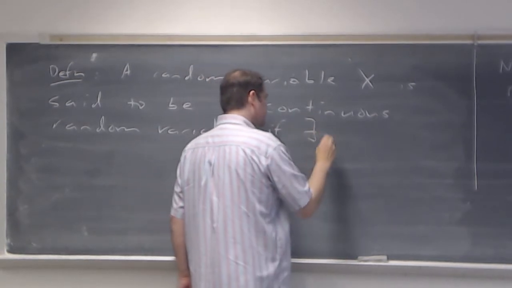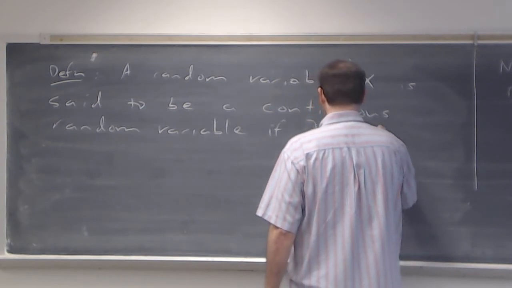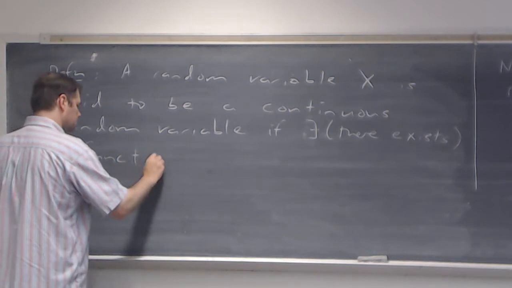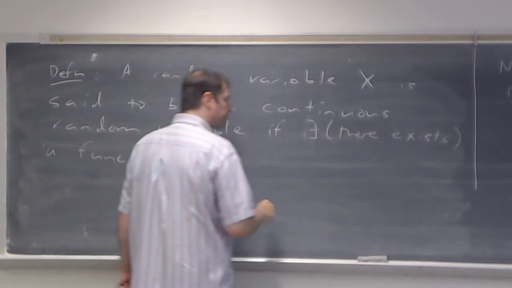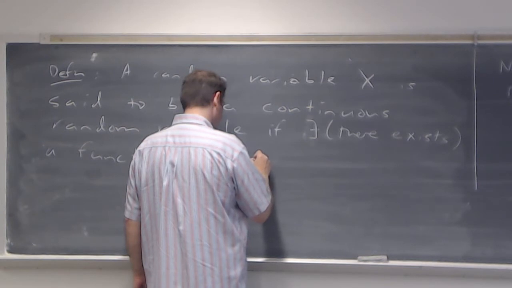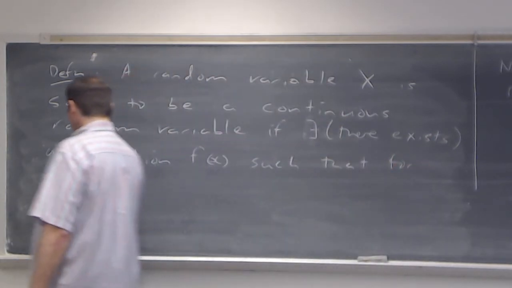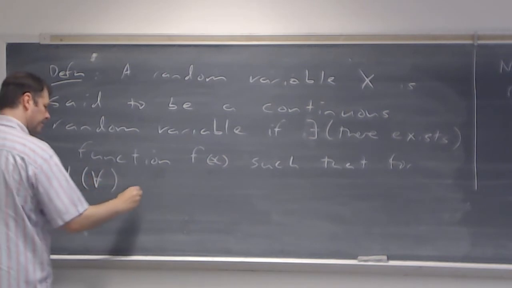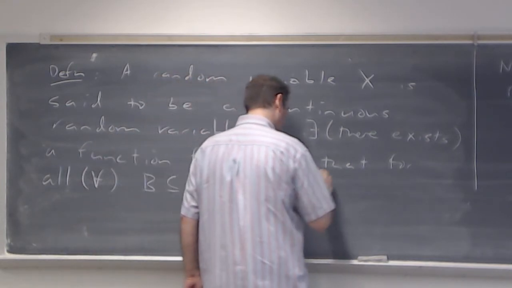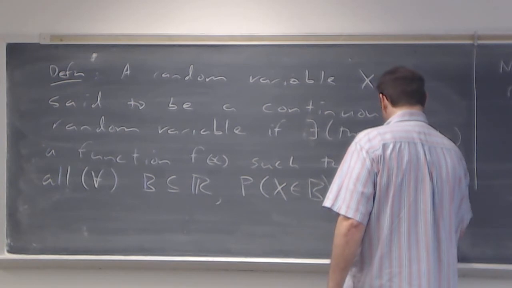variable if there exists, okay, if that's the symbol for there exists, a function f of little x such that for all, let's simplify by that, B subsets of R, the probability that big X is in B is equal to the integral over the set B of f of x dx.